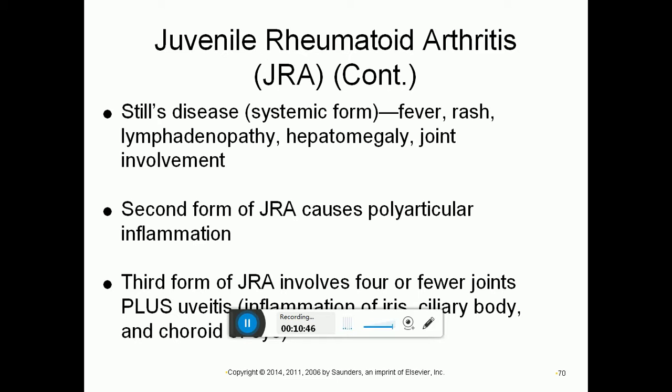The second type of JRA is where we have a polyarticular inflammation, so 3 or more joints are inflamed. The third kind of JRA is where we have 4 or fewer joints plus uveitis. Uveitis is inflammation of the middle coat of the eye, so that includes the iris, ciliary body, and the choroid.